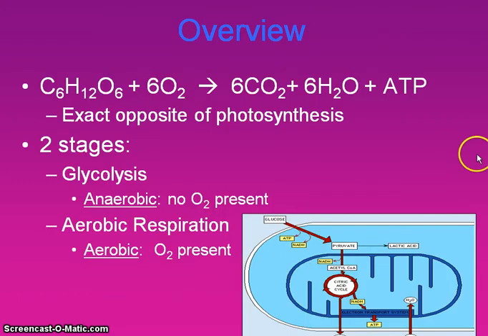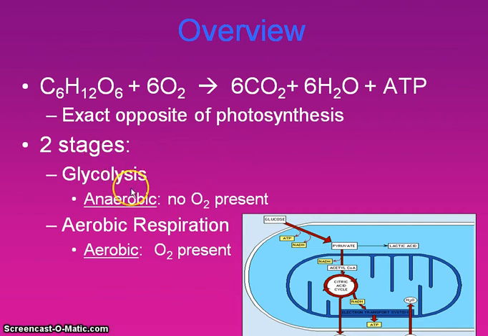Here's a general overview of cellular respiration. This is our equation, and it should look a little familiar to you. It is the photosynthesis equation, except written in the opposite direction. So essentially our arrow is just pointed the opposite direction. We've got our sugar molecule, or our carbohydrate, combined with oxygen to make carbon dioxide and water, and we're also going to be making ATP for the organism.